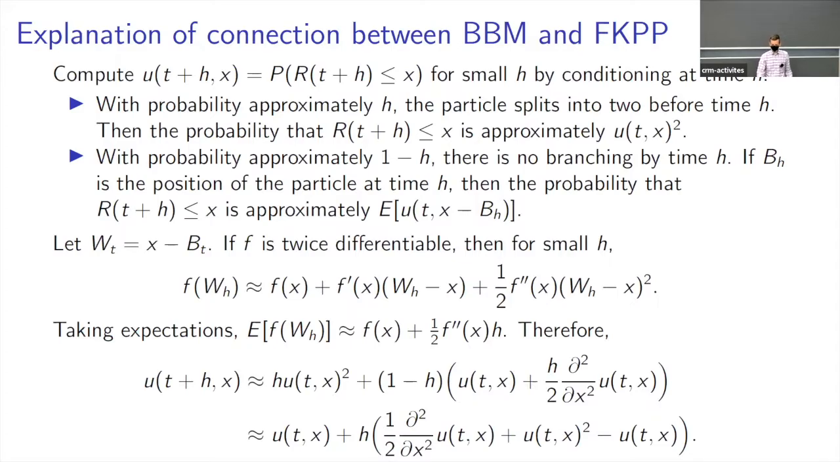Now one can just do some algebra and rearrange this, drop the term that involves h squared, and one arrives at u(t,x) plus h times 1/2 the second derivative of u with respect to x plus u squared minus u. And then subtracting u(t,x) from both sides, dividing by h and letting h go to 0, we get that the time derivative of u is going to be equal to the right-hand side here, and that's exactly the FKPP equation.